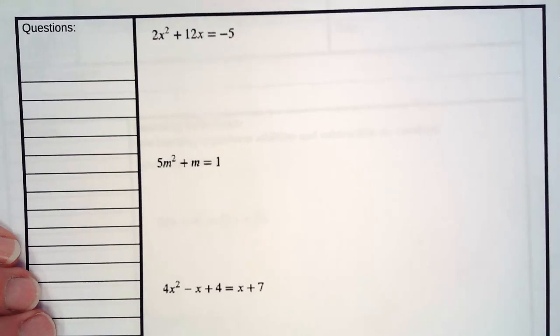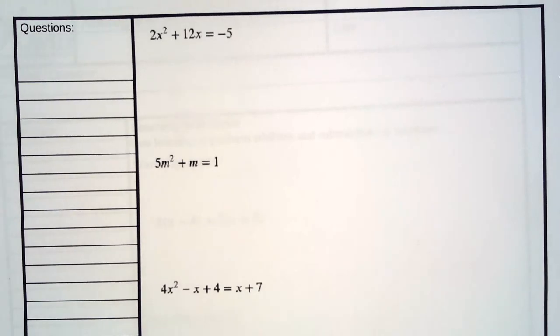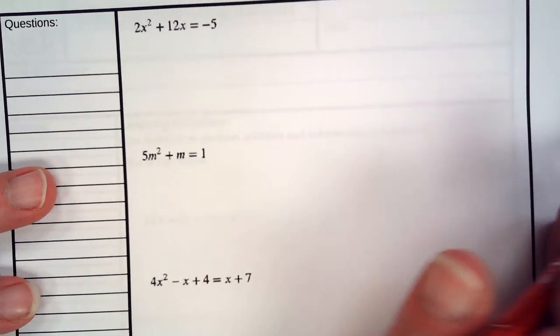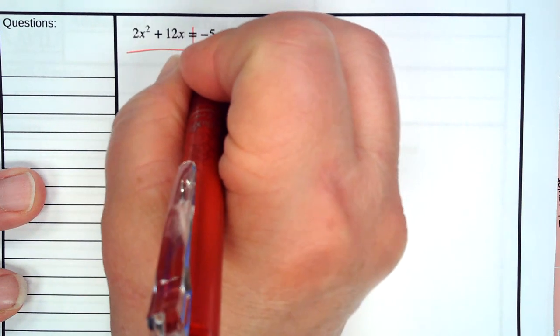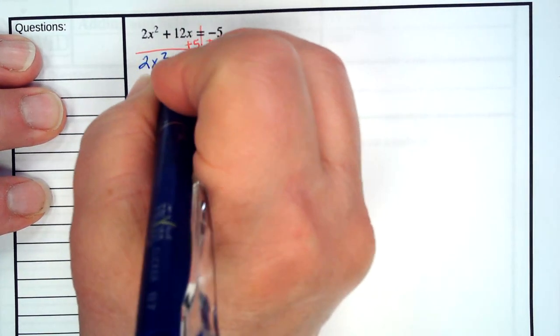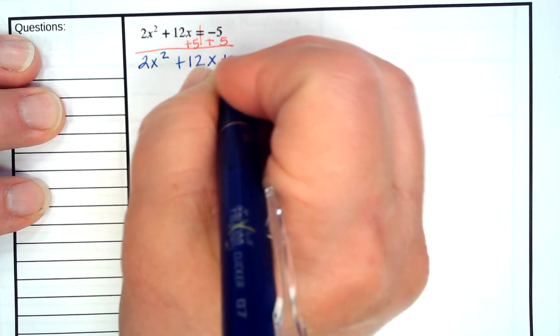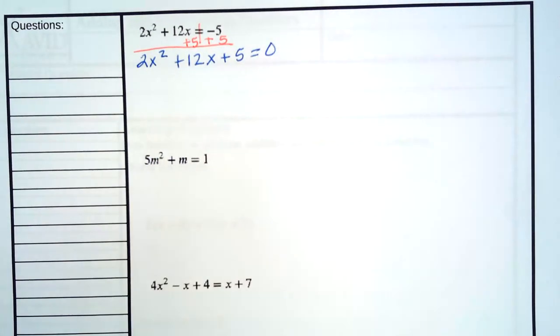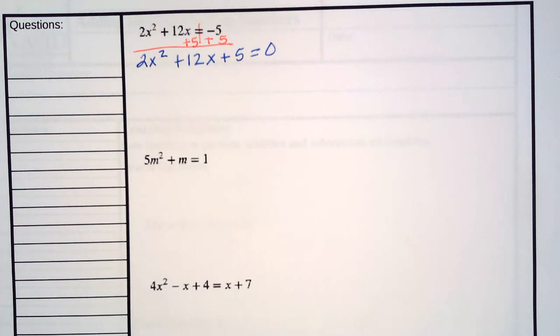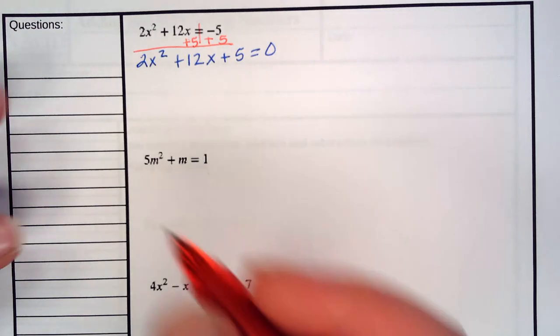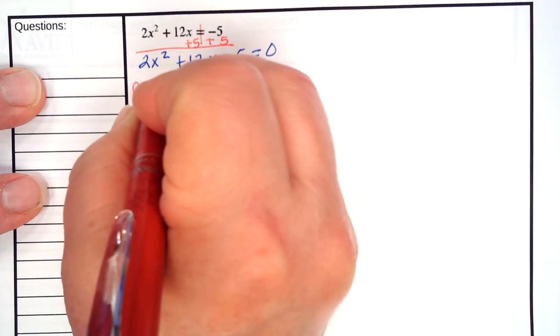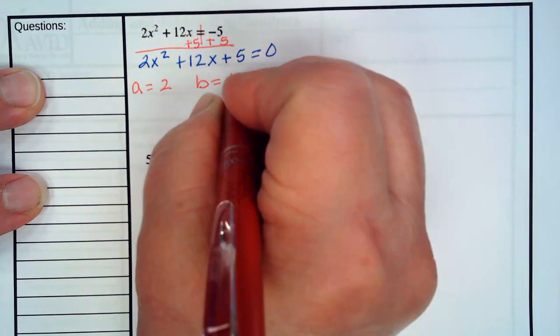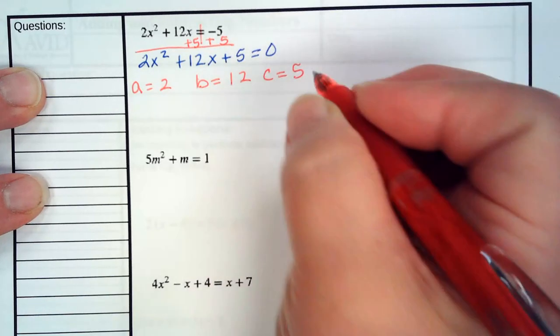Okay, let's look at the next one. Is it set equal to 0? No. So what do I have to do? I'm going to add 5 to both sides. I get 2x squared plus 12x plus 5 equals 0. Identify A, B, and C. A is equal to 2, B is equal to 12, C is equal to 5.